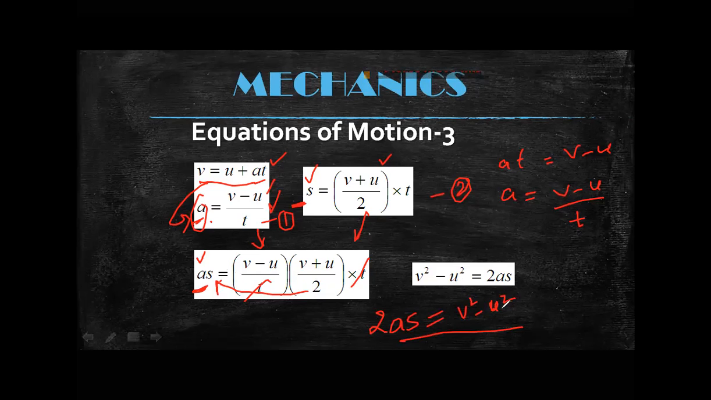So from this, what do you have to remember? Simply the first equation of motion: A is equal to V minus U by T. Second equation, S is equal to average velocity times time. When you multiply these two, you get the third equation of motion. Very simple.